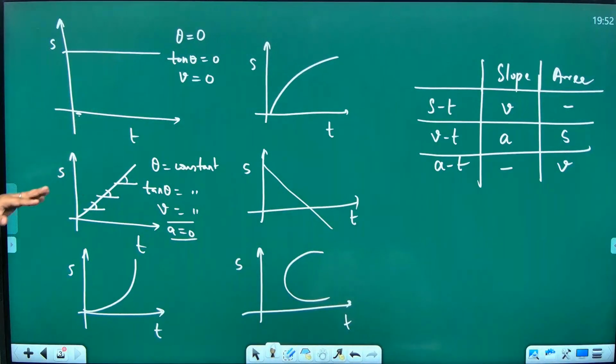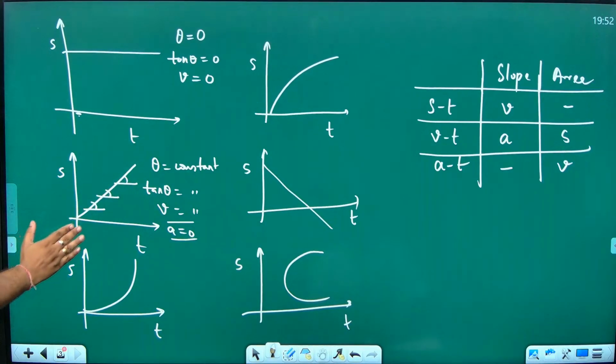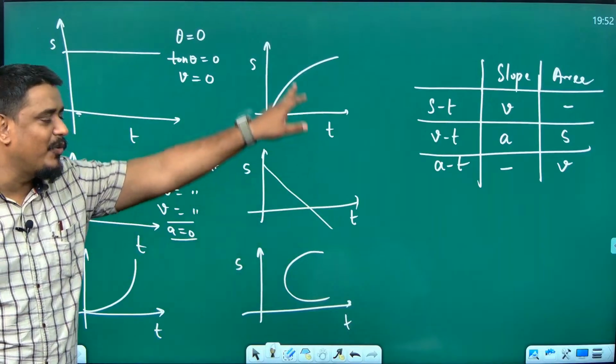But you should not say uniform motion because of equal distance in equal interval of time. No, you are coming in 11th standard now. So in 11th class, theta is constant, tan theta is constant, velocity is constant, acceleration is 0. Because these graphs you can answer only in that case.